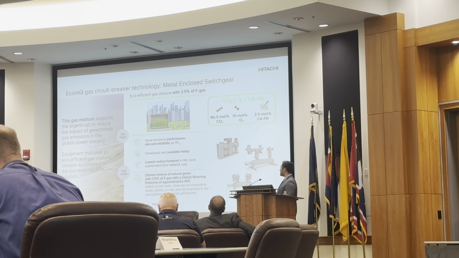And then lastly, with the F-gas, C4FN is considered PFAS, but it's not a forever gas. It's a gas that's going to be in our environment for up to 30 years. And then after the 30 years, it's going to be evenly dispersed into our atmosphere. It doesn't mix with any biomaterial, doesn't mix with water, doesn't mix with plants, doesn't mix with soil, it doesn't mix with anything. It just stands there. 30 years go by and it dissolves.